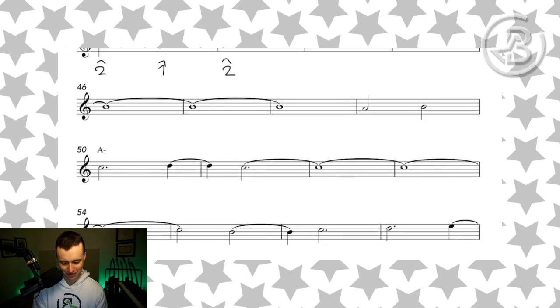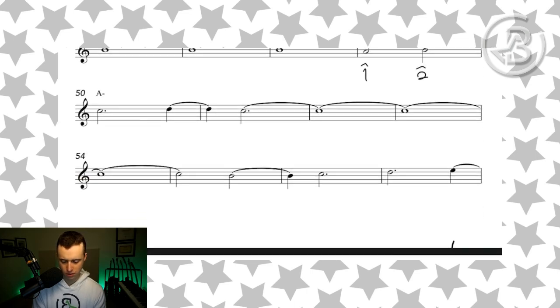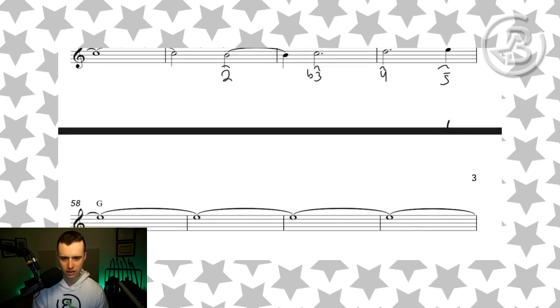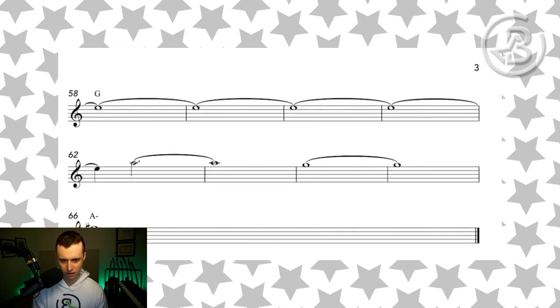Okay, going to measure 46, where's the rate? 49. We're going to have 1, 2, 3, 4, 3, 2, 3, 4, 5, tied to measure 58. Oh, and that 5 is going to last us a while. Then we have 1.